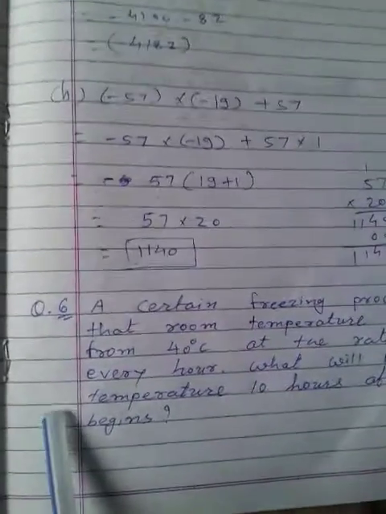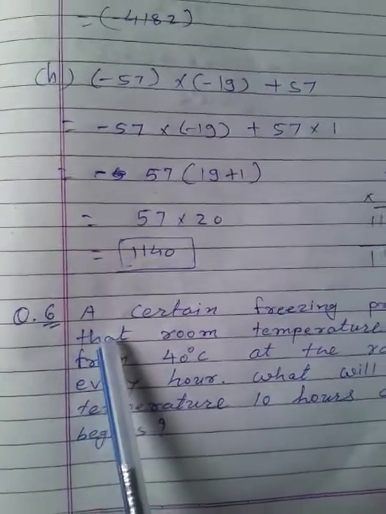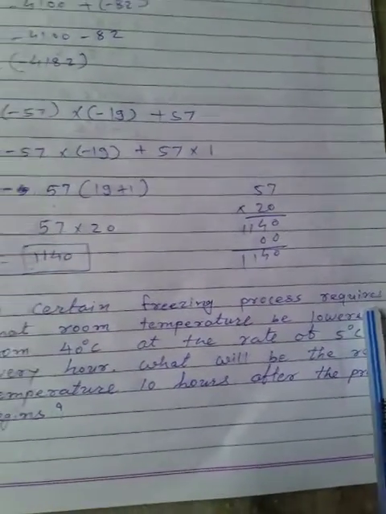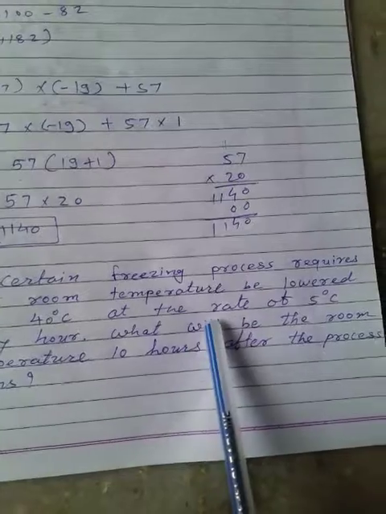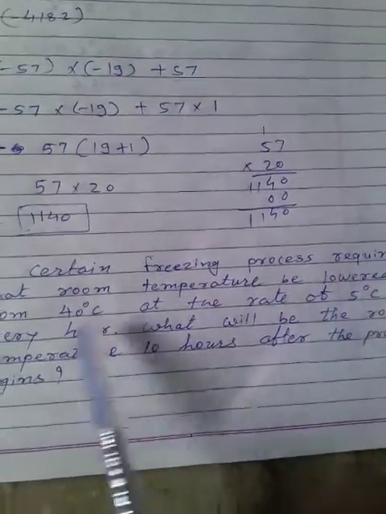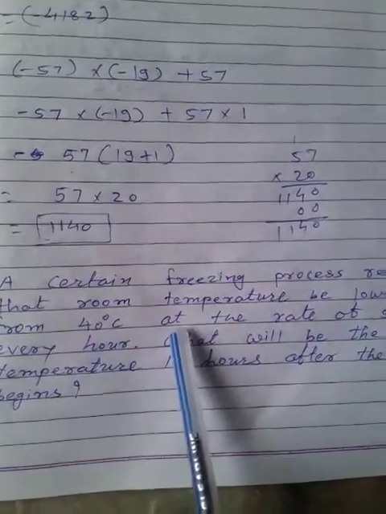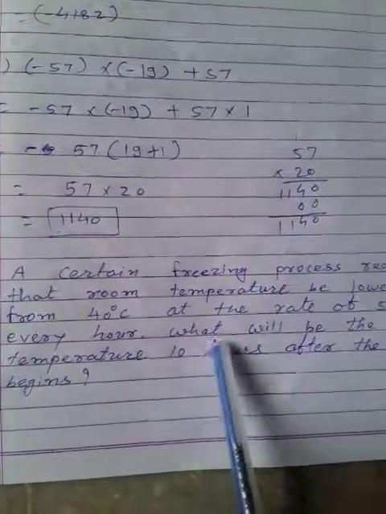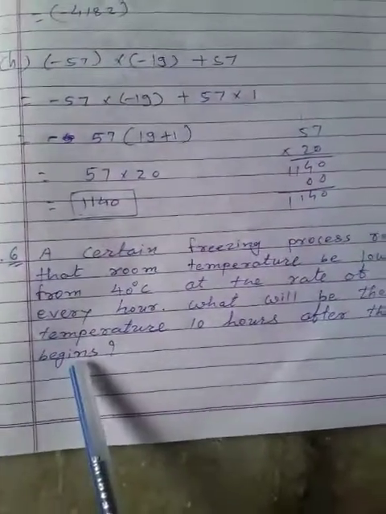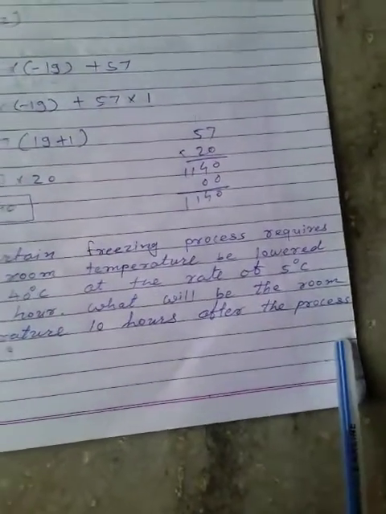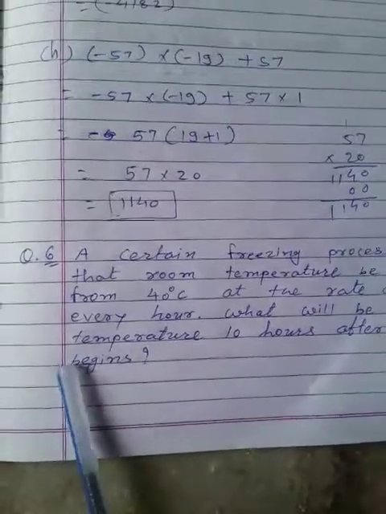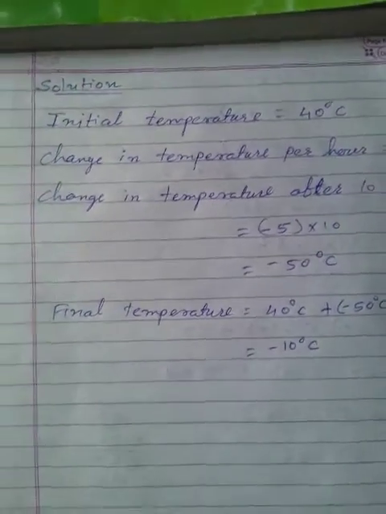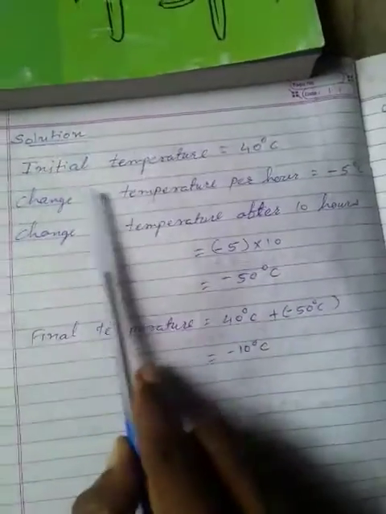Another question, number 6. A certain freezing process requires that room temperature be lowered from 40 degrees Celsius at the rate of 5 degrees Celsius every hour. What will be the room temperature 10 hours after the process begins? Solution: so initial temperature, how much is the initial temperature?